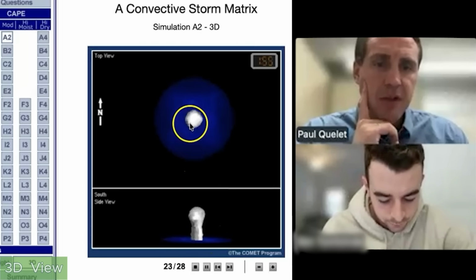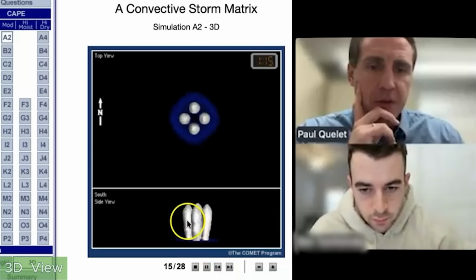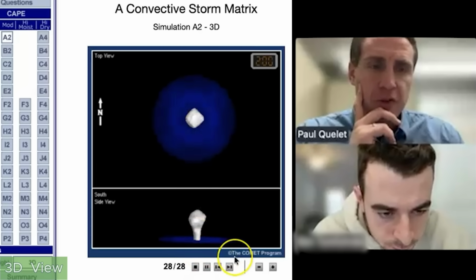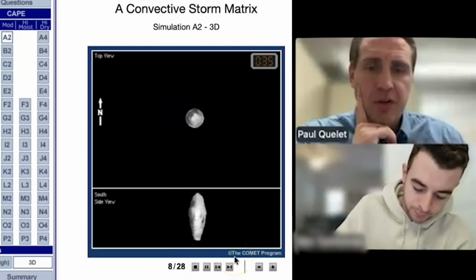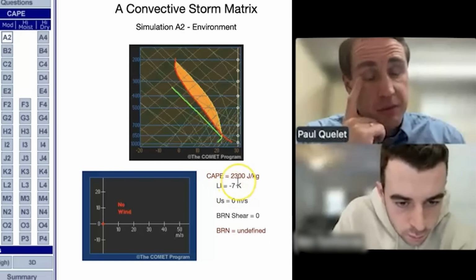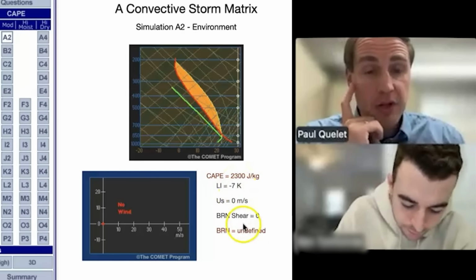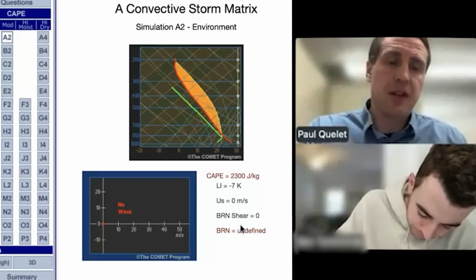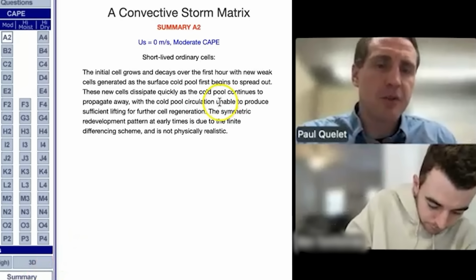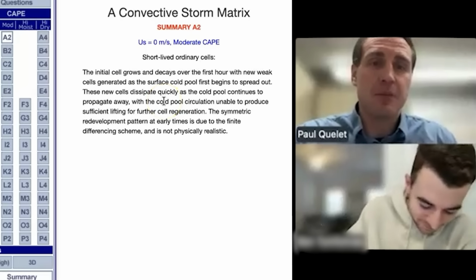What happens is there's this updraft that goes up, storms refire, but then they just go straight down. So this is definitely ordinary cells. Let's click on environment. So there's no wind to speak of. The CAPE is 2,300 joules per kilogram, and -7 for the lifted index, which is not insignificant, but it's pretty small. Yeah, so we're not supposed to use the summary, but this can help to confirm.